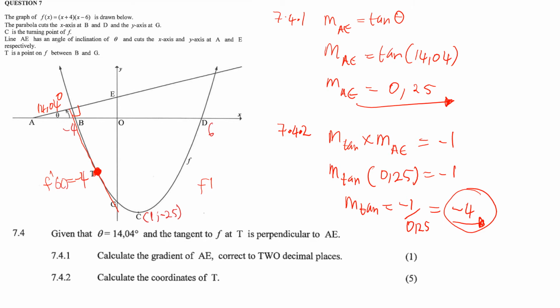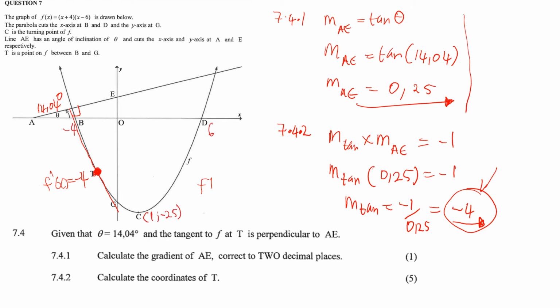Remember, first derivative is the same as the gradient, and here it is at point t. So it will be equal to -4, because we have already calculated the gradient of the tangent at t, which is -4. All right, so let's quickly go and get the derivative.